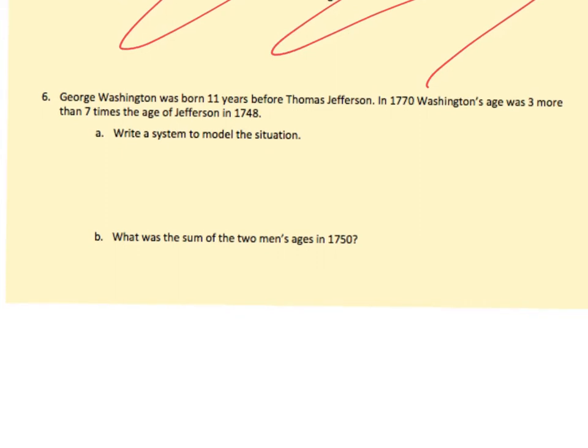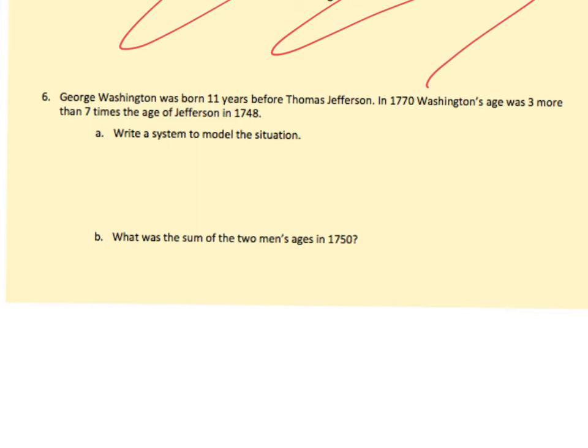It says, George Washington was born 11 years before Thomas Jefferson. In 1770, Washington's age was 3 more than 7 times the age of Jefferson in 1748. Okay, take some time. If you need to pause it, think about what the problem is asking. These take a lot sometimes to conceptualize. So, we got George Washington was born 11 years before Thomas Jefferson. So let's work on that first.